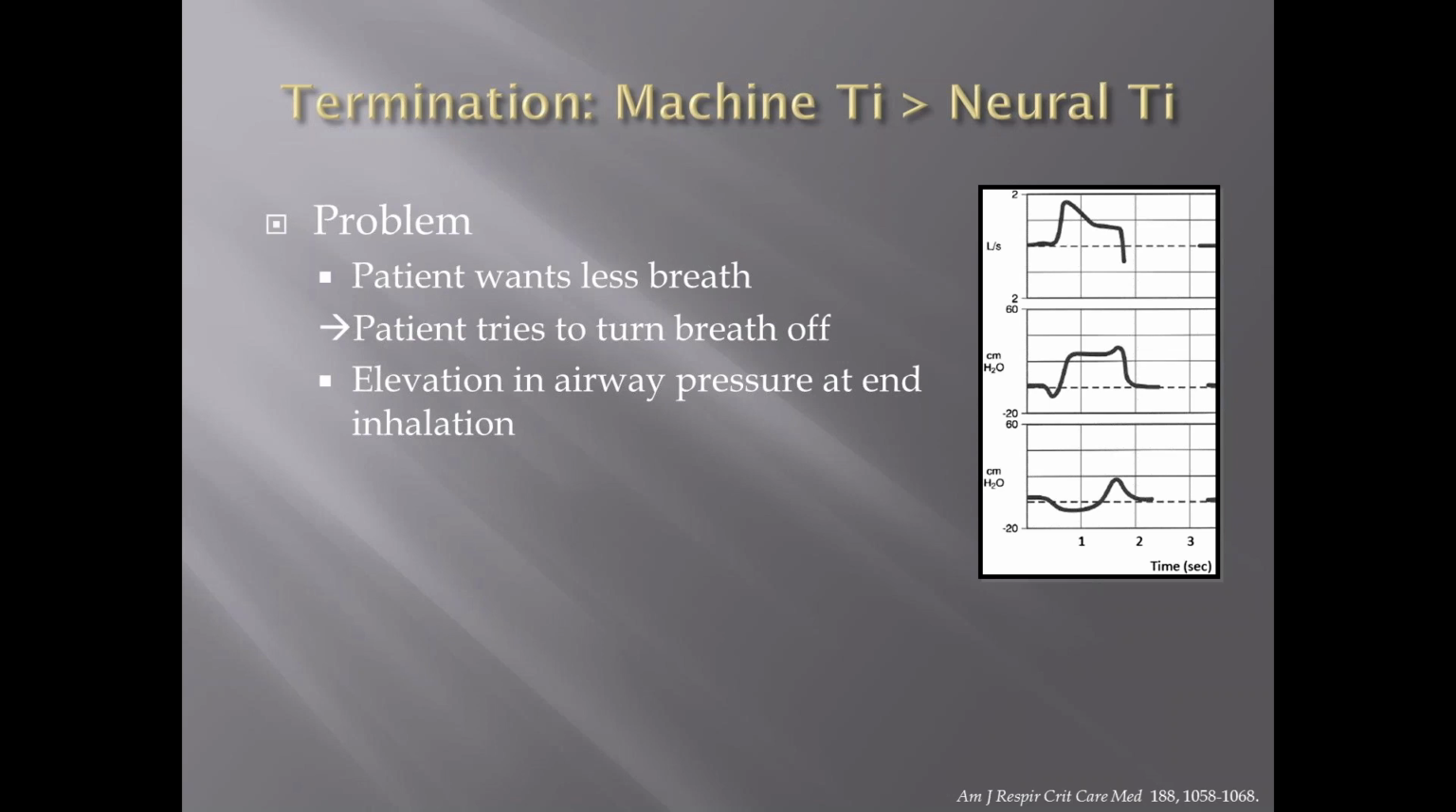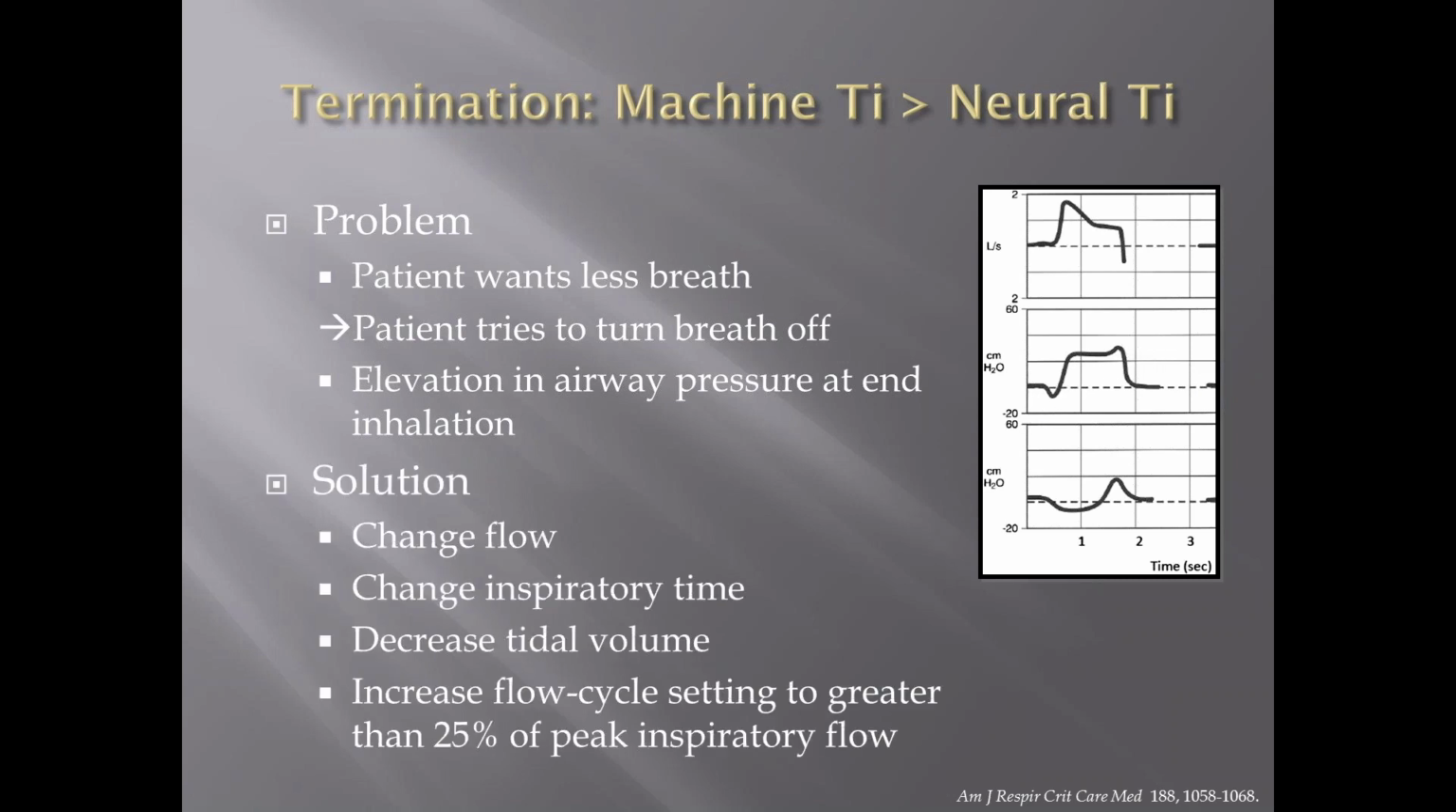So the patient wants less breath, they try and turn it off, and there's this elevation of airway pressure at the end of inhalation. That's what we see here. So the solution is change flow, change inspiratory time, decrease tidal volume, and you can change the flow cycle setting. I don't know, I haven't done that a whole lot.